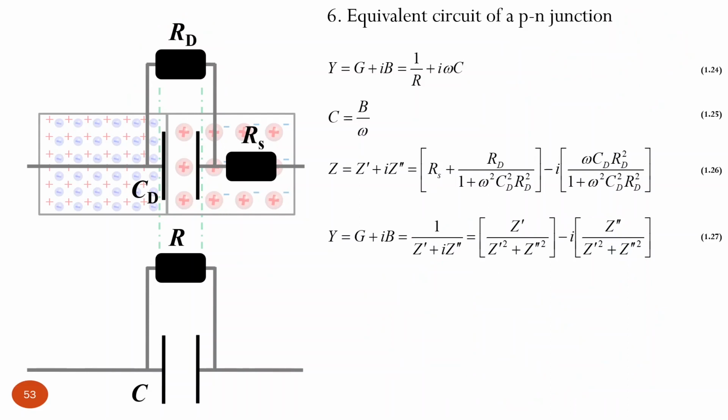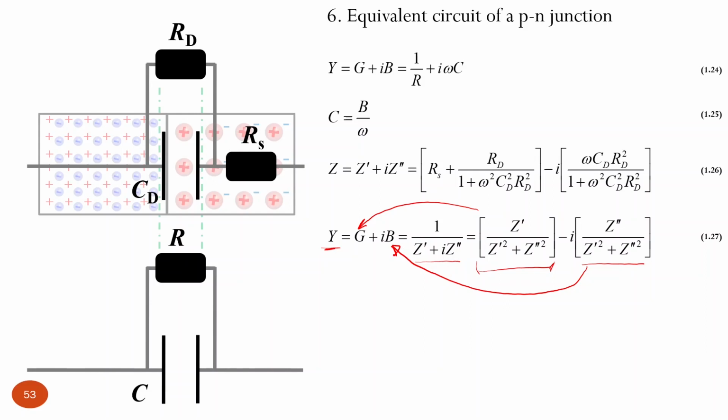So that's explanation of this impedance. And as I said, admittance is 1 over impedance. So we determine admittance as 1 divided by Z prime plus i Z double prime. As a result, we get these two components. We have real component of admittance, which is equal to G, and we have imaginary component of admittance, which stands for B, susceptance.